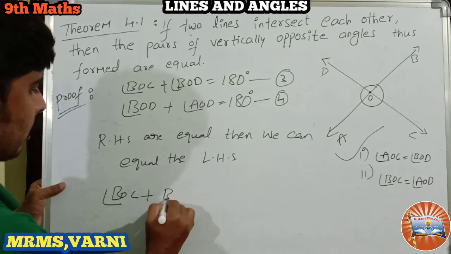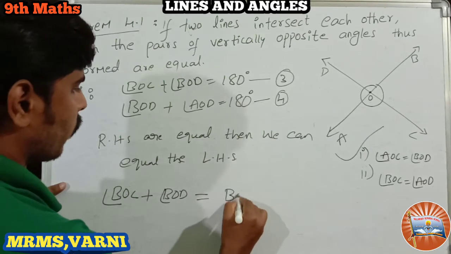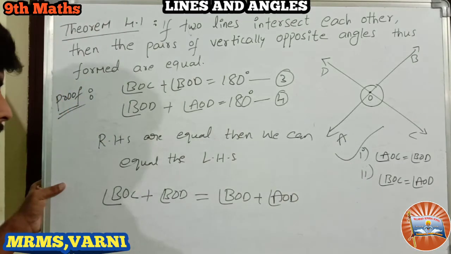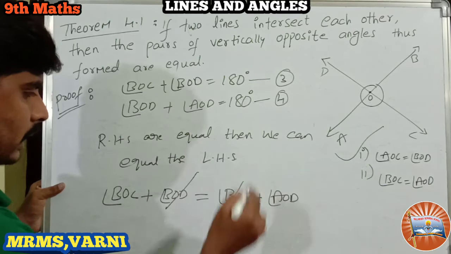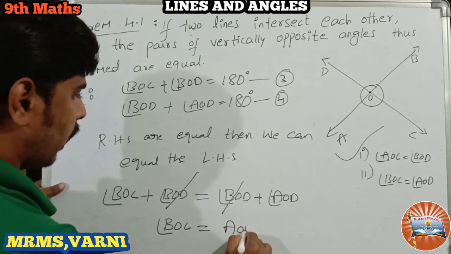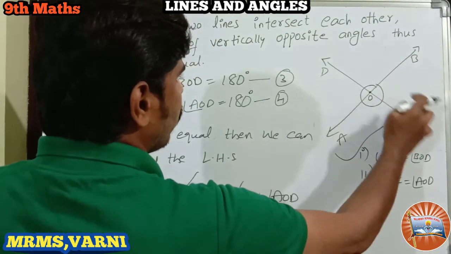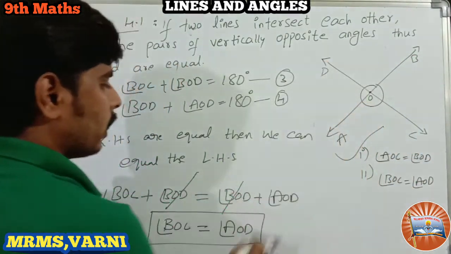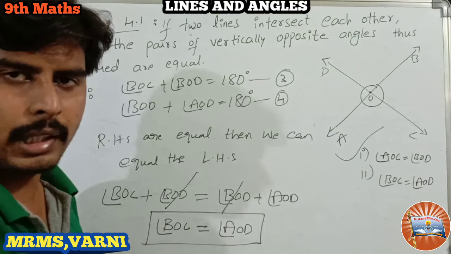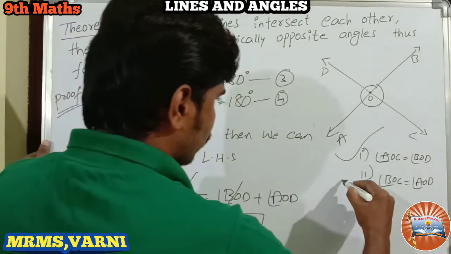Angle BOC plus angle BOD is equal to angle BOD plus angle AOD. Okay, right, look here, angle BOD gets cancelled. What is remaining? Angle BOC is equal to angle AOD. These two, angle BOC and angle AOD, are vertically opposite angles, and we got here they are equal, isn't it? Is it clear? So this is also proved.